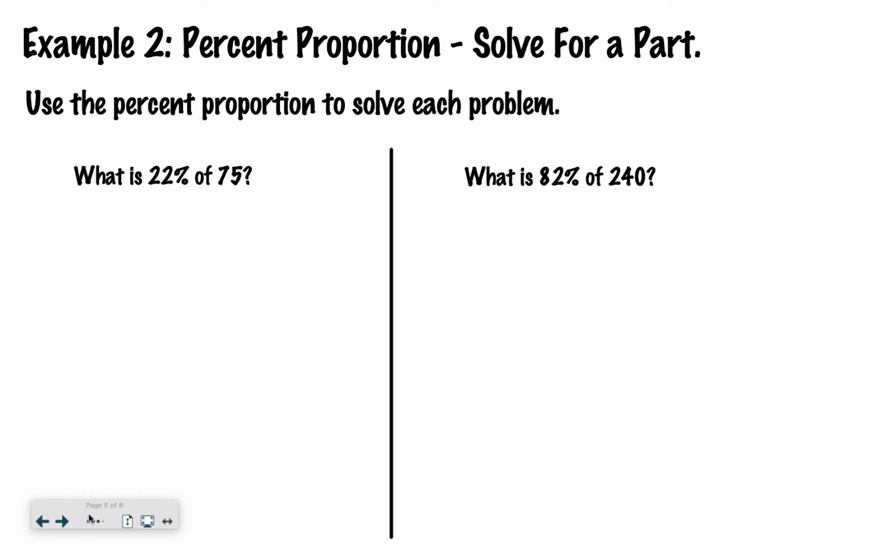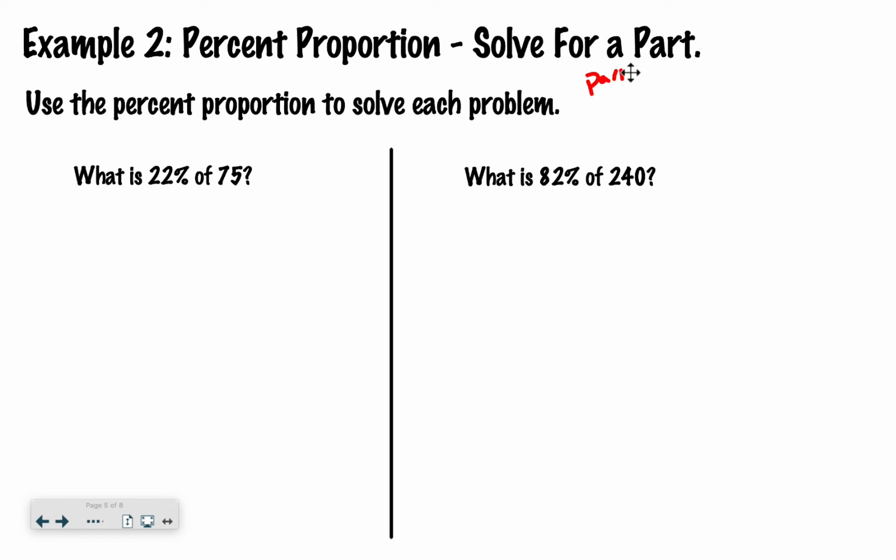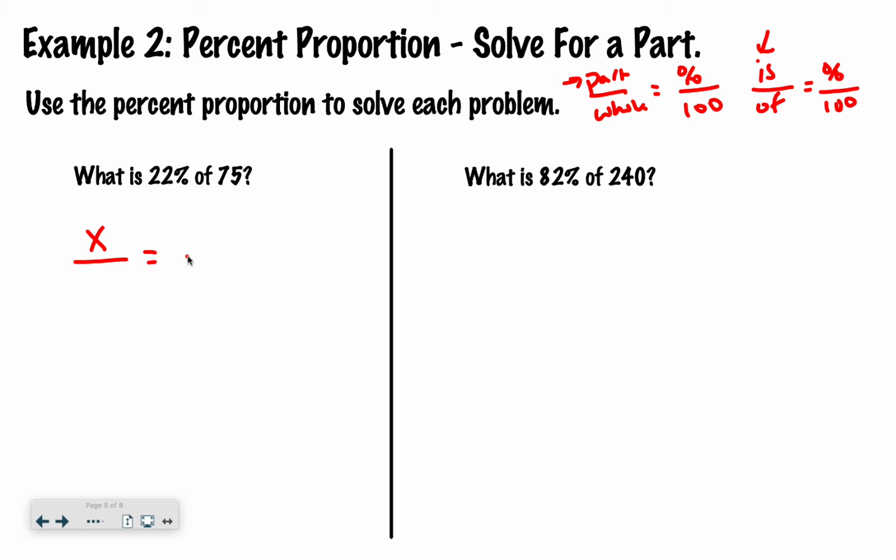All right, now let's practice solving for the part instead. So again, it's part over whole equals percent over 100, or you can say is over of equals percent over 100. Okay, so we're solving for the part or the is. So I'm going to put the x where the is goes. And then I have 22%, so that goes in the percent portion. And then of 75, I would set it up like this.